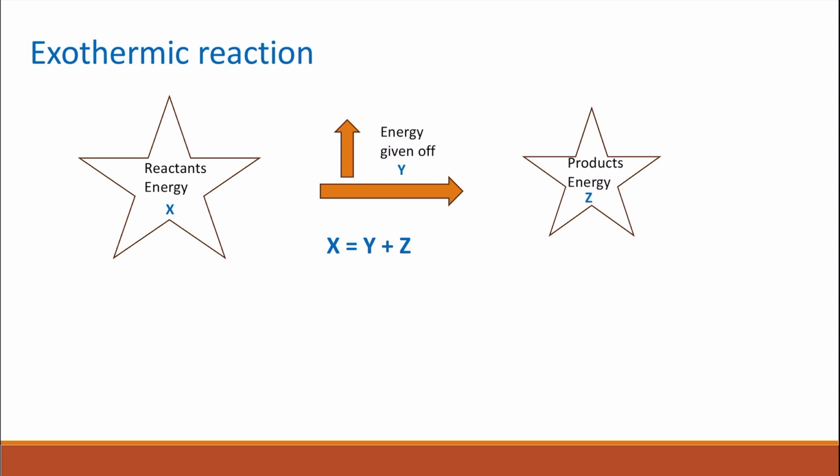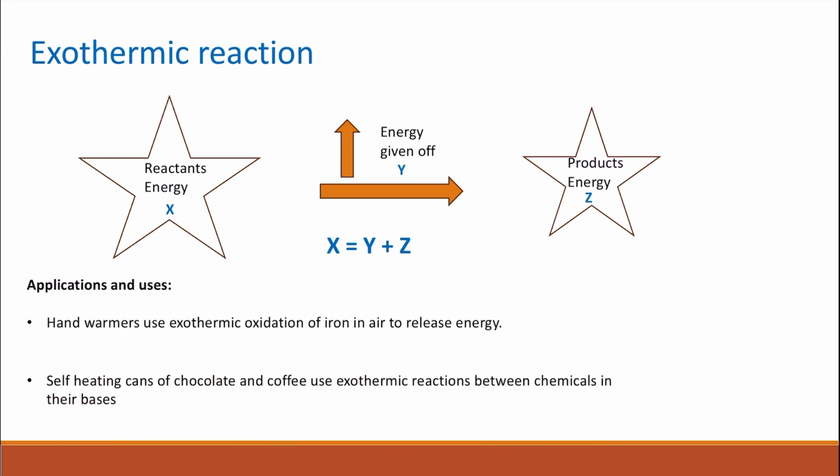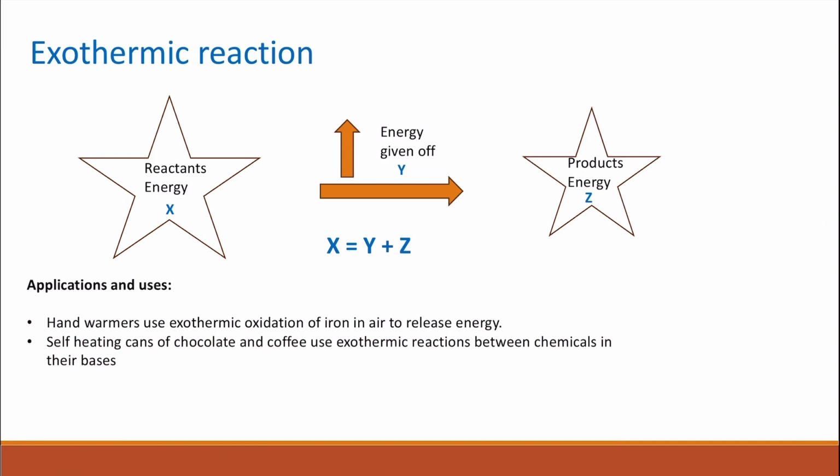So are there any applications and uses for these types of reactions? There are several. Some examples are the hand warmers that we use. Hand warmers use exothermic oxidation of iron in air to release energy, so you can use them to warm your hands. Also, the self-heating cans of chocolate and coffee use a certain type of exothermic reaction between chemicals in their base, so they release heat that can be used for self-heating.